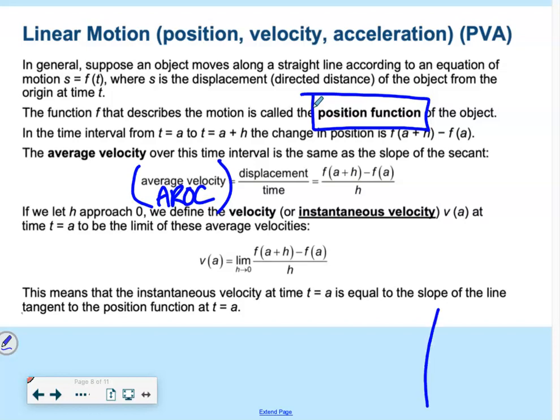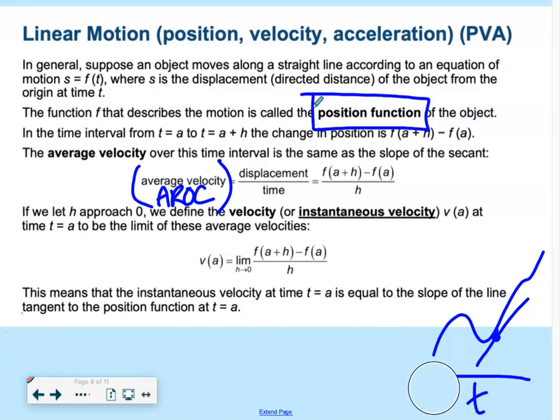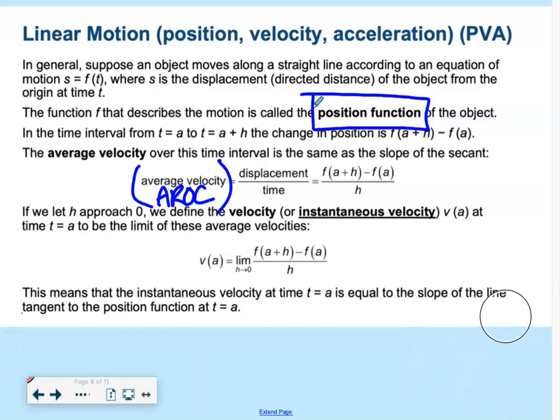So if I have some position function, right? If this is my position and this is time, and I find the slope of this line at some spot, that's how fast I'm going, right? It's my rate of change of my position with respect to time. Okay, so that's why motion is such a nice application. It just works so well with calculus.